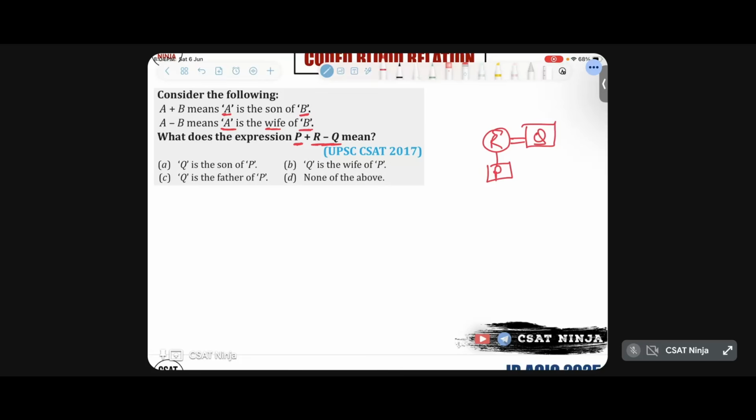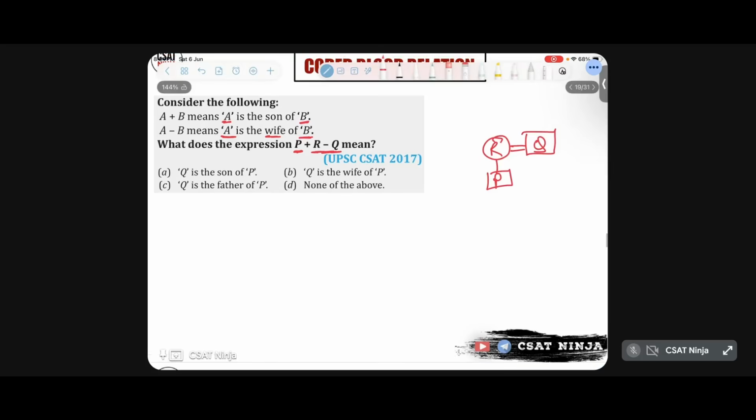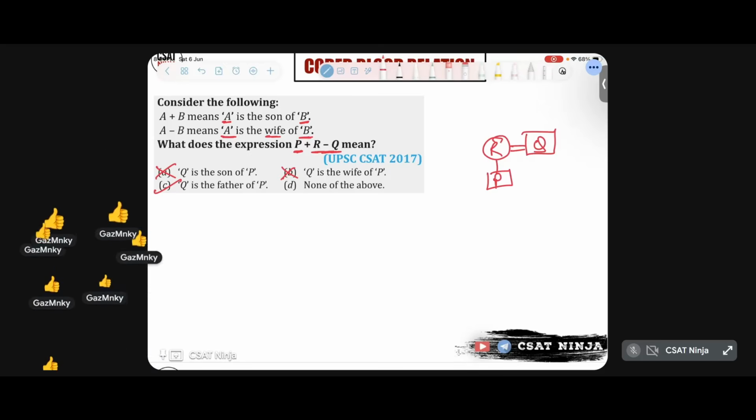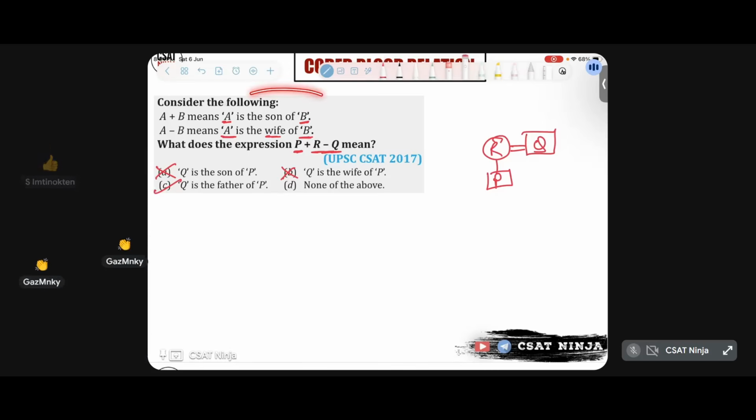What is asked? Let's look at the options here. Q is the son of P, which means this statement is wrong. Next, Q is the wife of P. That means this statement is also wrong. Q is the father of P, which means this statement is correct. Clear with this? It's a very simple, basic question, just that there is coding. But make sure you always look at the coding.